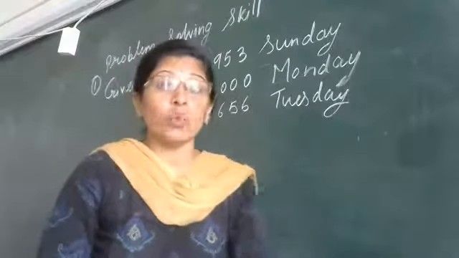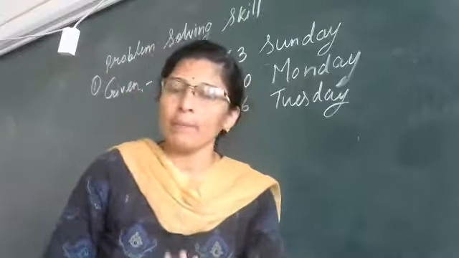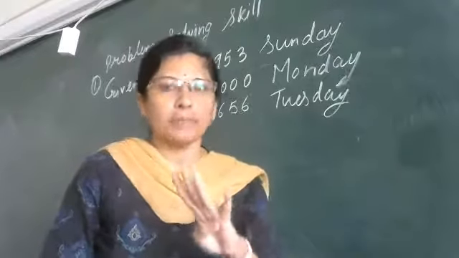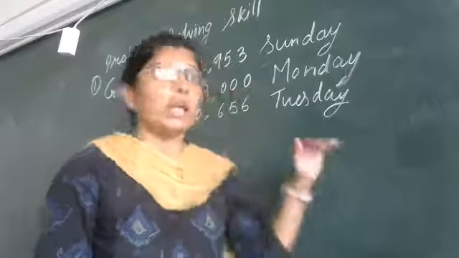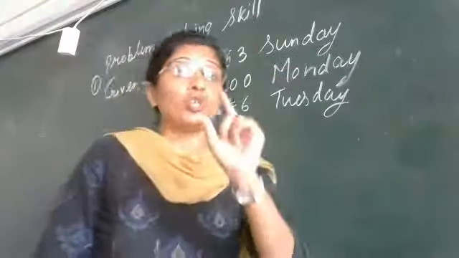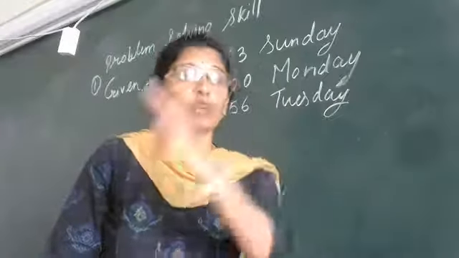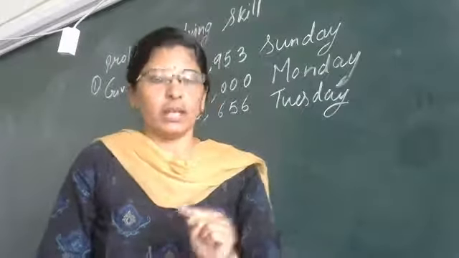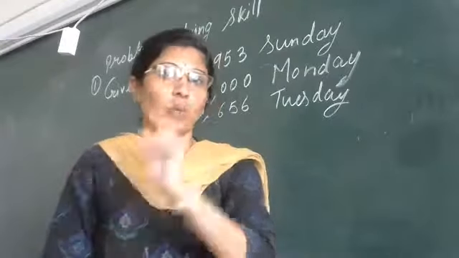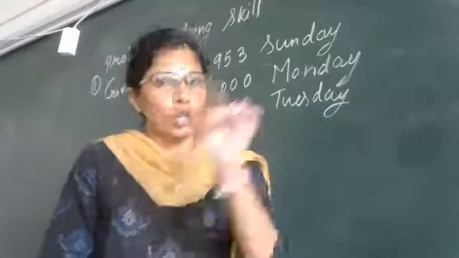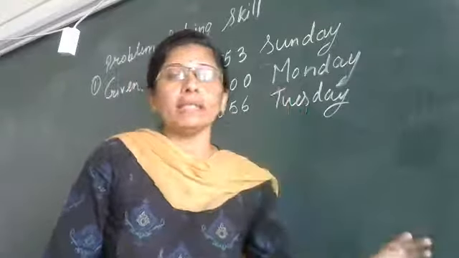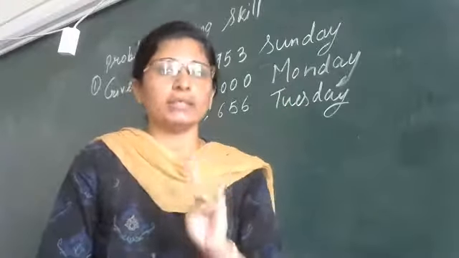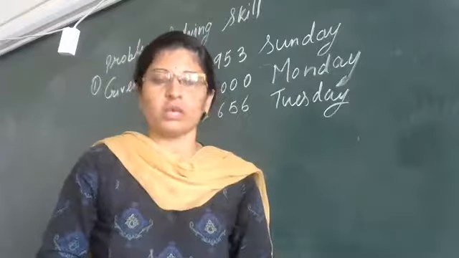In these word sums, you are having all types of word sums: addition, subtraction, multiplication and division. All 4 types are there. So you should read it carefully. What is given, you should write. And you should understand what you have to find. If you have to find total, you have to add. If you have to find less than, more than, you have to subtract. When one is given and many you have to find, you have to multiply. And if more is given, less you have to find, you have to divide. You have to remember these things. Then only you can do these word sums.